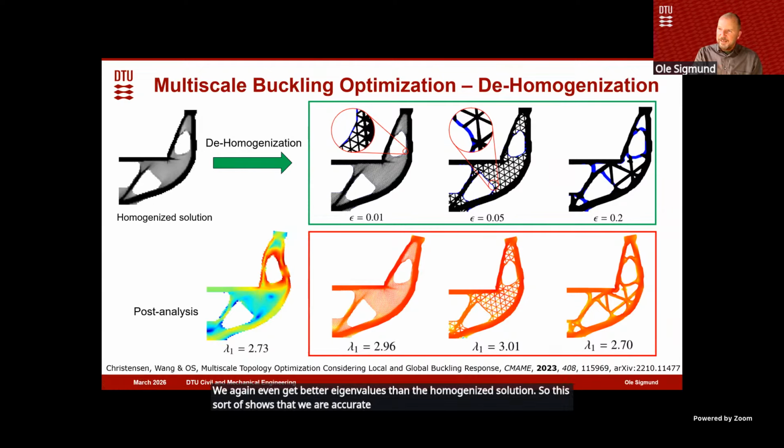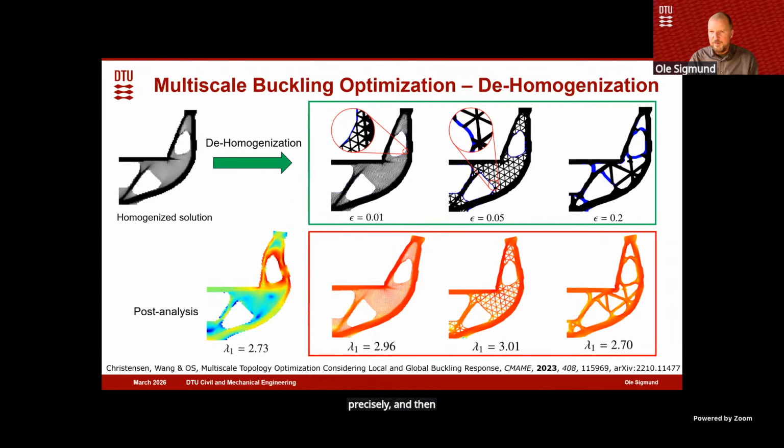And why do we get better? Well, our local buckling constraint was conservatively estimated. So we could do it more precisely and then probably gain even more.